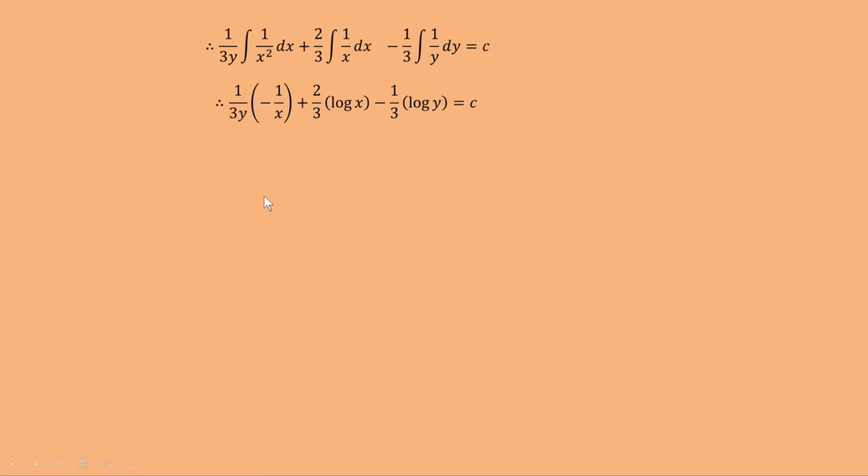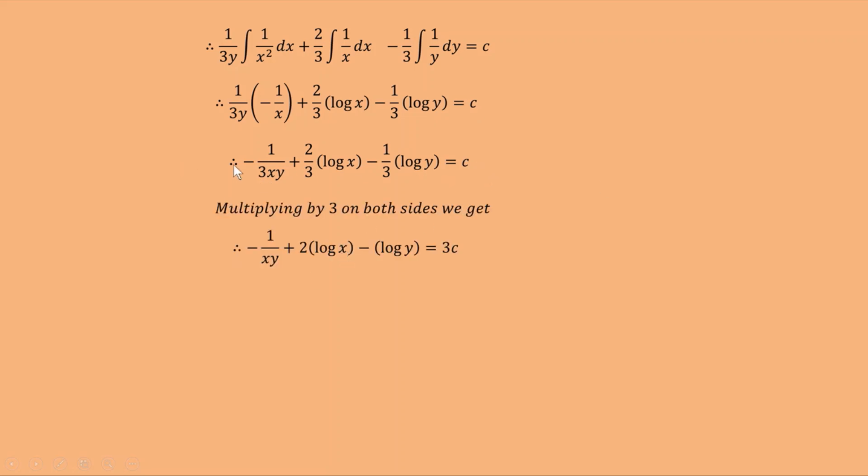So you can write this term as minus 1 upon 3xy plus 2 by 3 log x minus 1 by 3 log y equal to c. Now multiply this whole equation by 3. So we get minus 1 upon xy plus 2 log x minus log y is equal to 3c. Transfer this 2 to the power of x, and so we get minus 1 upon xy plus log of x square minus log of y equal to 3c. Now use the formula log of a minus log of b is equal to log of a upon b, so this will become log of x square upon y, and so we get minus 1 upon xy plus log of x square upon y equal to 3c.